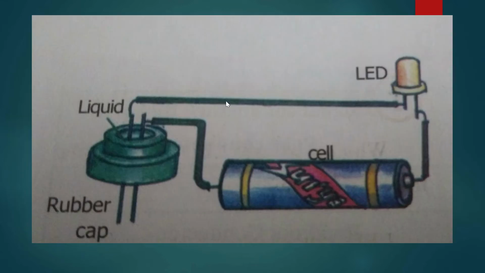Okay, children. In the first case, when we had taken only distilled water in the injection bottle cap, we had seen that the LED was not glowing since it is a poor conductor of electricity. When we added salt or copper sulfate or lemon juice to the distilled water, we saw that the LED glows, which proves that when salt or copper sulfate or lemon juice are added to the distilled water, they serve as electrolytes, that is they are conductors of electricity.